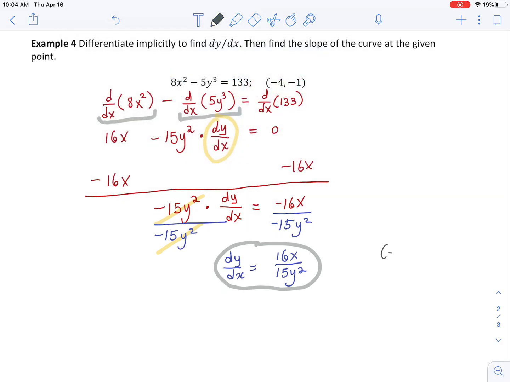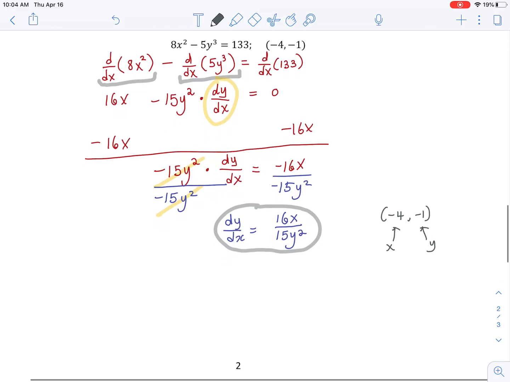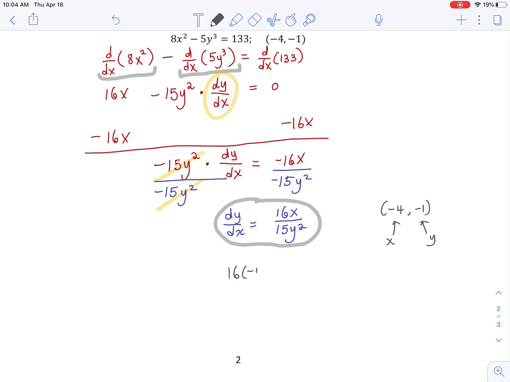And then, here we go, the second part. Find the slope of the curve at the given point. And the given point here is what? Negative 4, negative 1. They're giving you, here's the x, here's the y. What do you do? Just plug them in. So dy dx, so the slope of the tangent line at negative 4, negative 1 is going to be 16 times negative 4 divided by 15 times negative 1 squared. What's the numerator? Is it negative 64? I think so. It's negative 64.